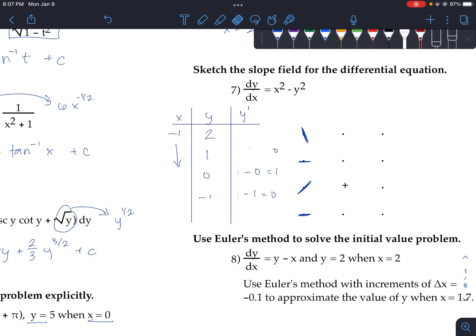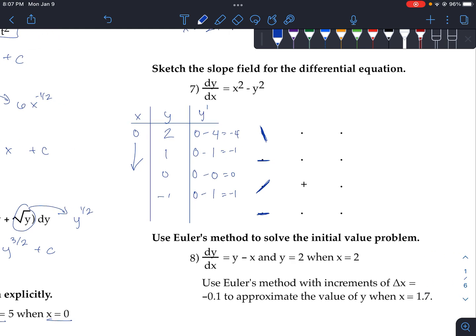Let's go ahead and go to the next column. In the next column, I can keep that y there. But in this column right here, x is equal to 0. So for our y prime, if x is 0, 0 squared is just going to be 0, so we have 0, and then minus 2 squared is going to be 4. 1 squared is going to be 1. 0 squared is going to be 0. Negative 1 squared is going to be 1. So it's going to be equal to negative 4, negative 1, 0, negative 1.